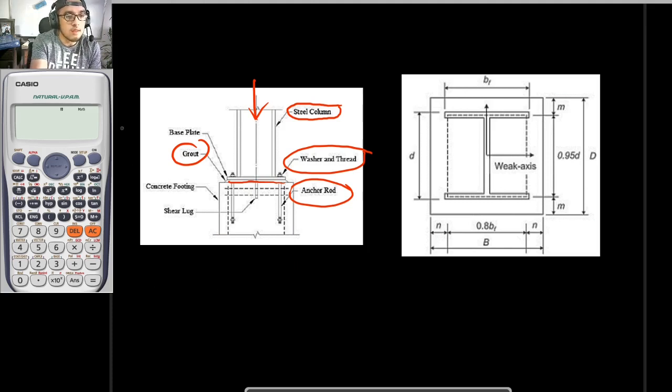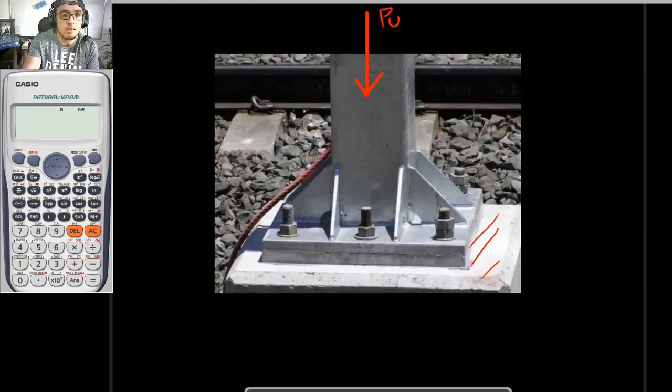Okay, after that, we must have our shear lug. This shear lug is offset so that we have shear resistance. Okay, with you seeing those, let's go back to this slide. Once again, these would be the threads and the washers. And beneath these threads and washers is the anchor bolt. By the way, this is our anchor bolt. Then, this is the base plate. So, this is our base plate.